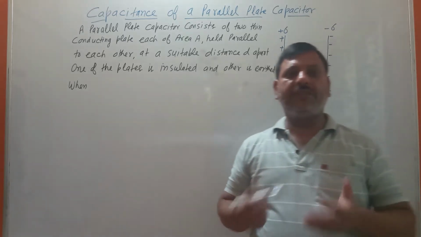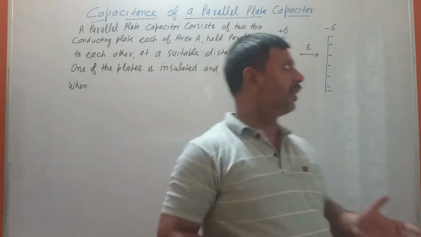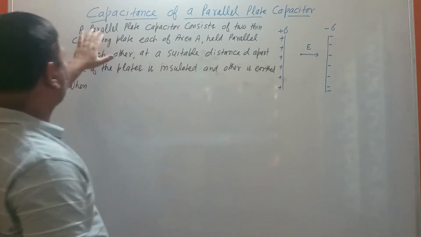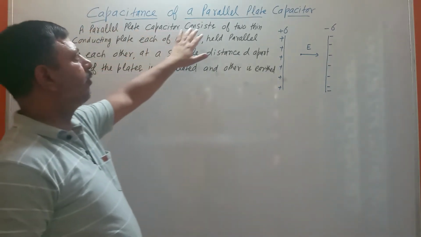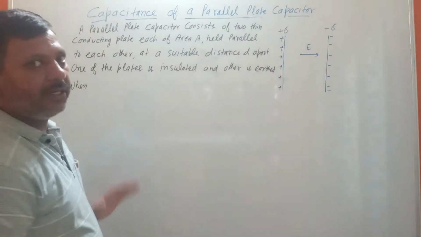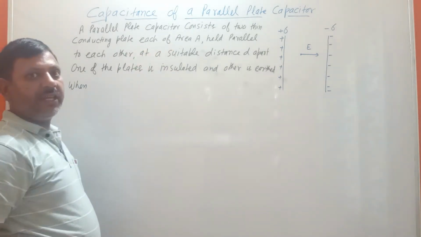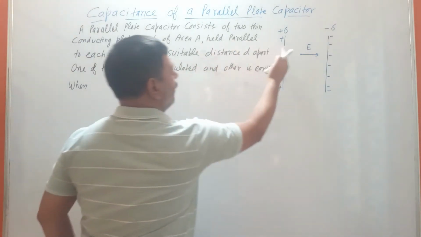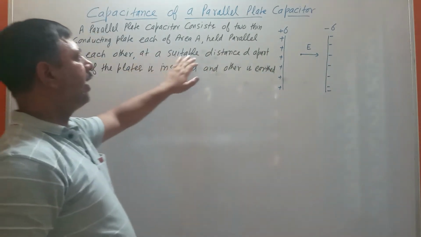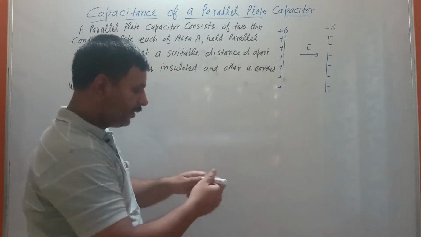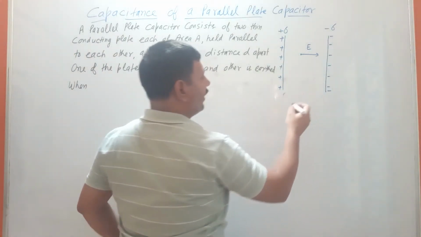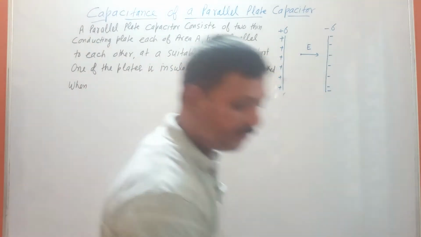We are going to discuss the capacitance of a parallel plate capacitor. A parallel plate capacitor consists of two thin conducting plates, each of area A, held parallel to each other at a suitable distance D. D is the distance between the two plates.